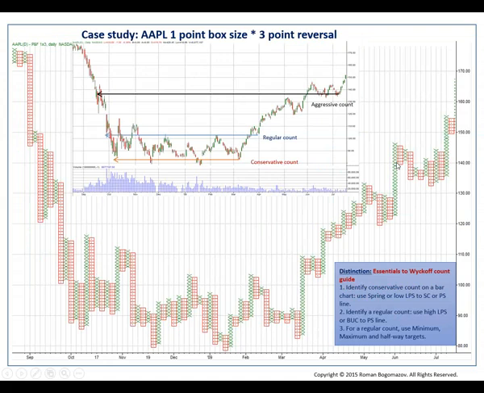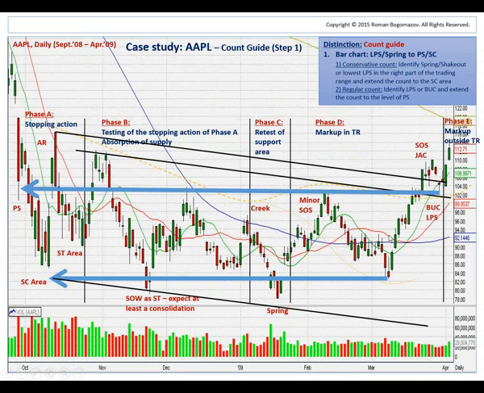So the first thing that we have to do is refer to the vertical chart. We have to identify where our count is going to start and where our count is going to end. This is the first step in the count guide. So Bruce, here is this trading range right here.